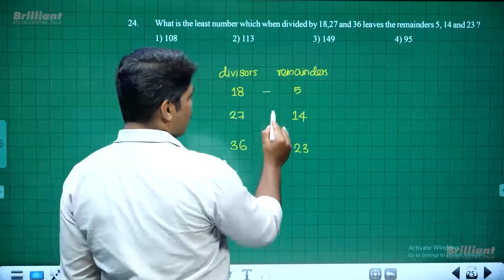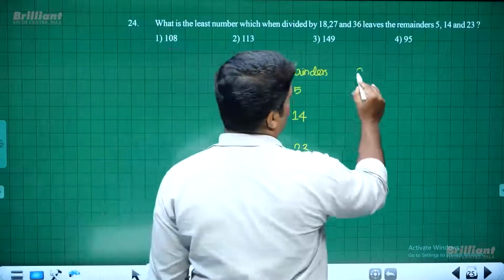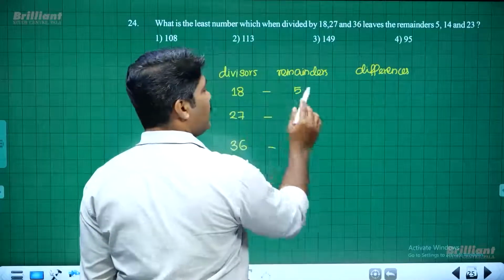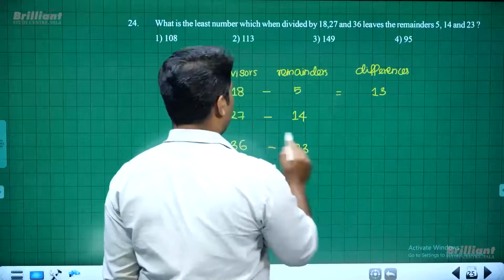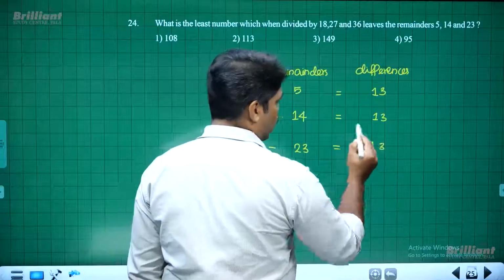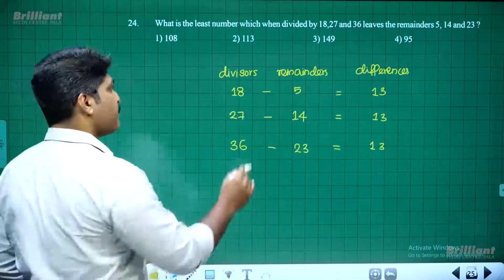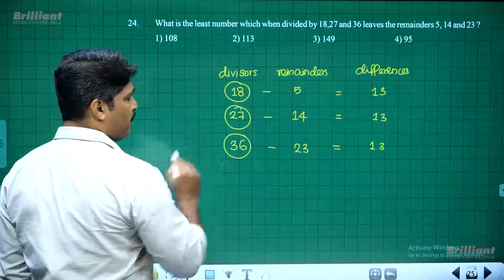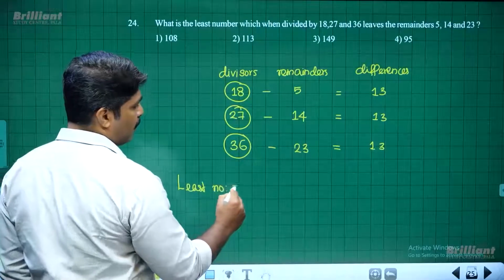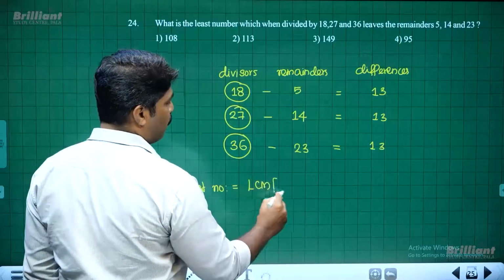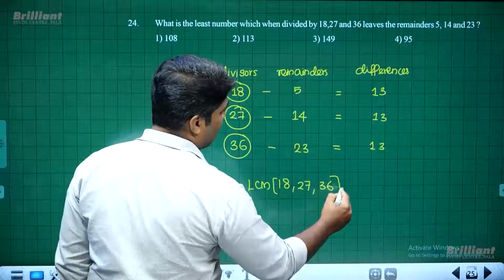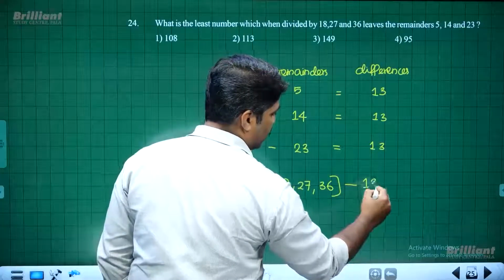Here we know that the differences are the same. Here 18 minus 5 is equal to 13. 27 minus 14 is 13. 36 minus 23 is also 13. If there is a situation like this, we can consider the least such number. For getting the least such number, it is simply the LCM of these divisors 18, 27 and 36 minus this common difference. So that's a direct method.